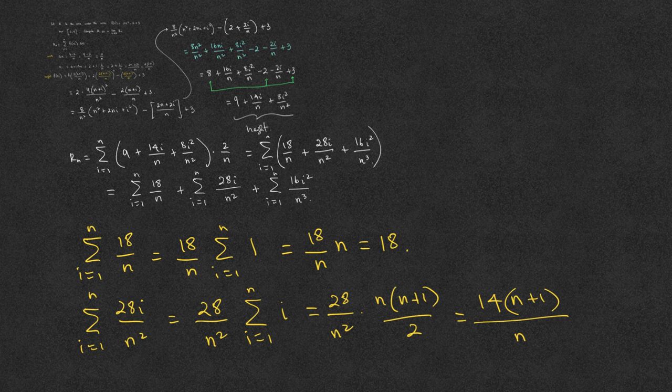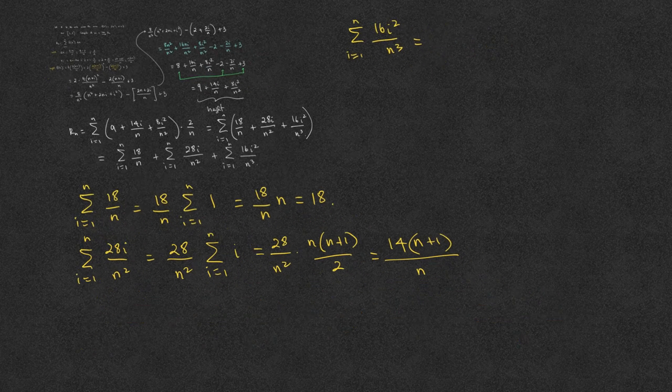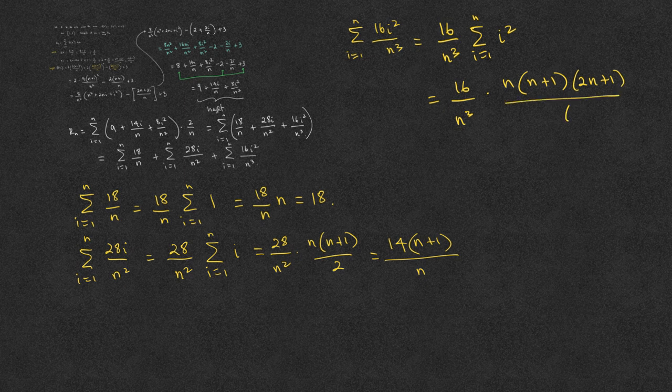For the last sum, we have the sum as i goes from 1 to n of 16i squared over n cubed. And similarly, we will factor out 16 over n cubed because 16 over n cubed does not depend on i. This is now the sum of i squared. So this is 16 over n cubed, and the sum of i squared is n times n plus 1 times 2n plus 1 over 6.